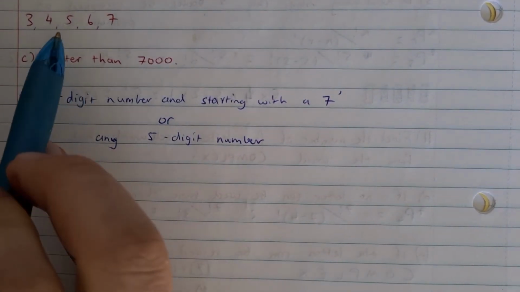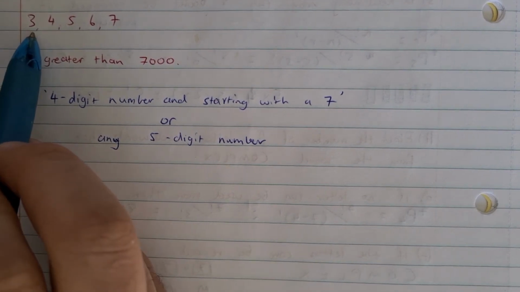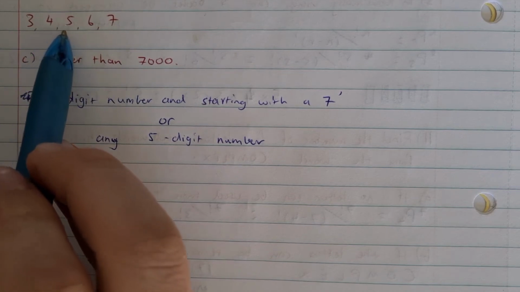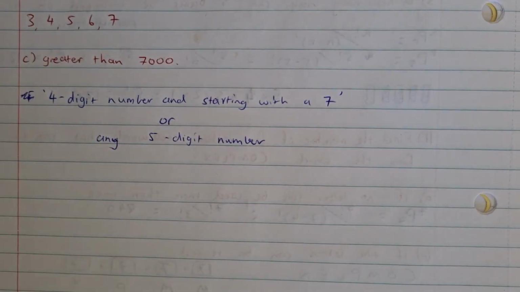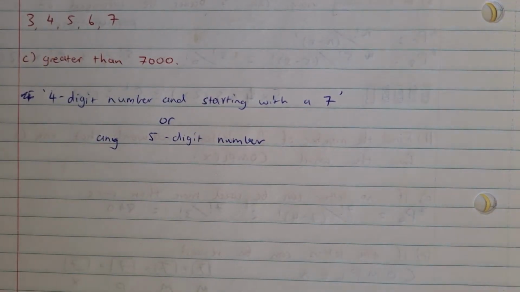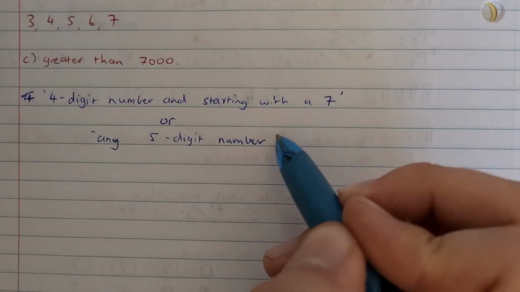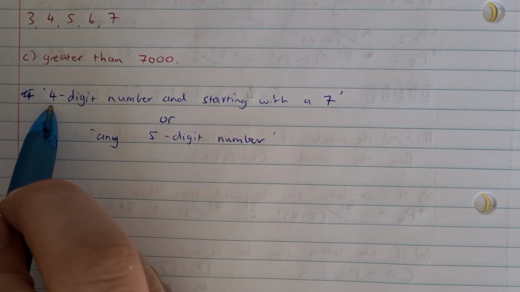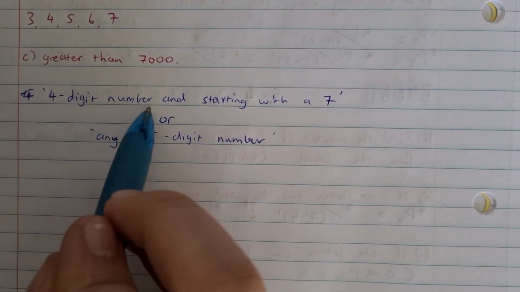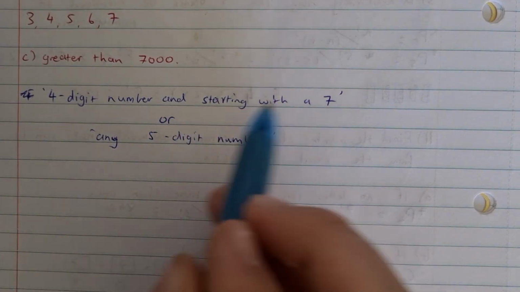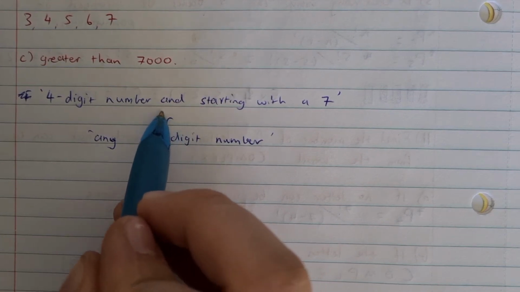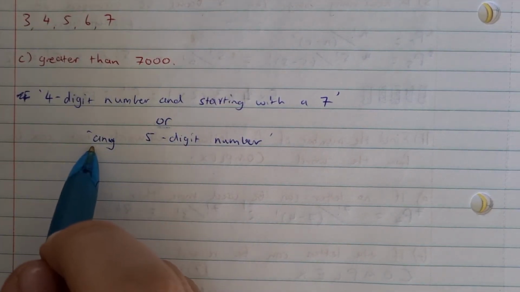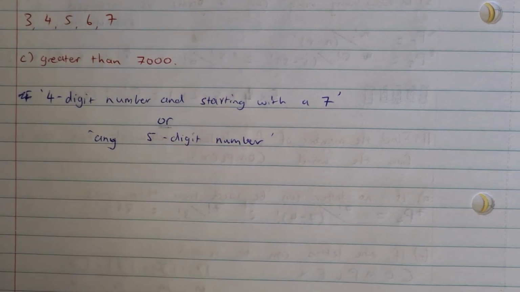Because we can see here, even if we have a 5-digit number that starts with a 3, it's going to be at least 30 something thousand. So it's going to be more than 7,000. So this is what we're going to ask ourselves. First, we're going to find the permutations for a 4-digit number and it starts with a 7. And then because of this key word that we're asking ourselves, or, we're going to use the addition rule. We're going to add the permutations for any 5-digit number.